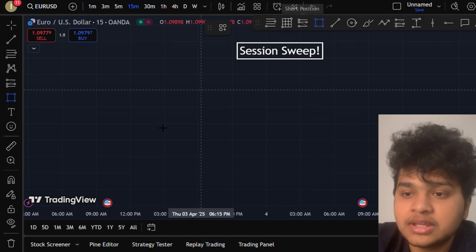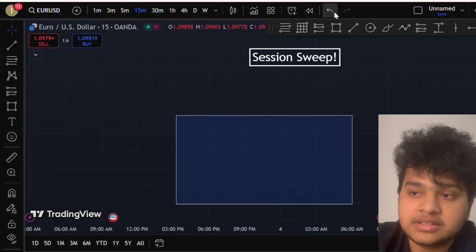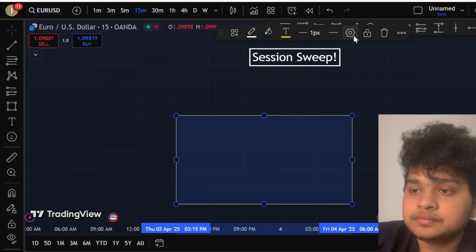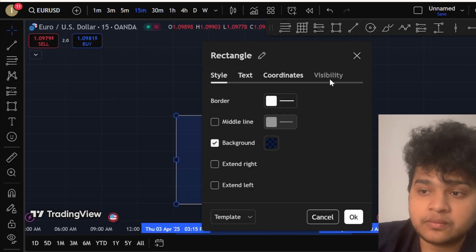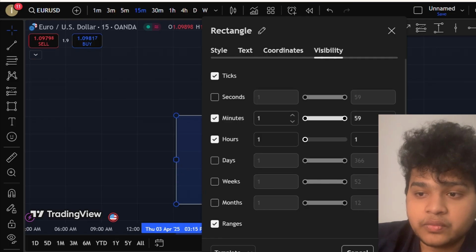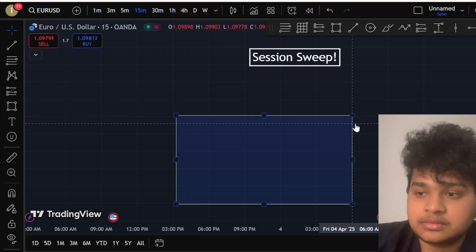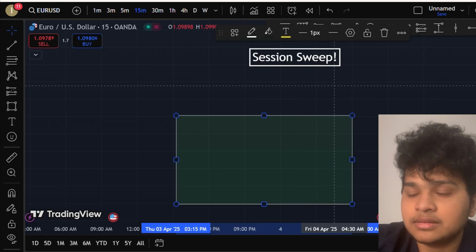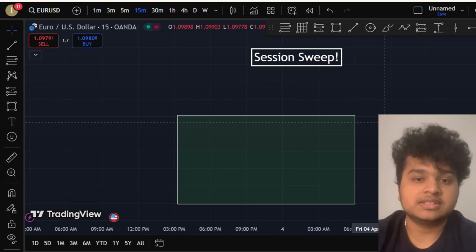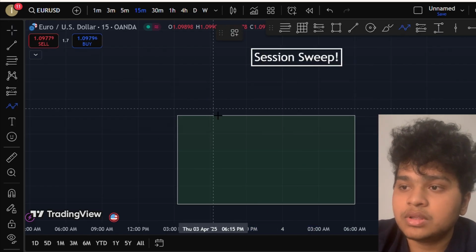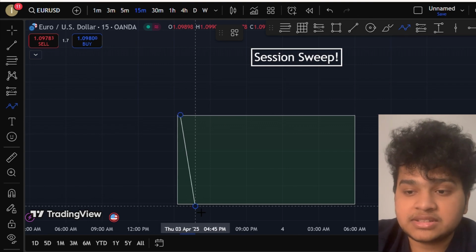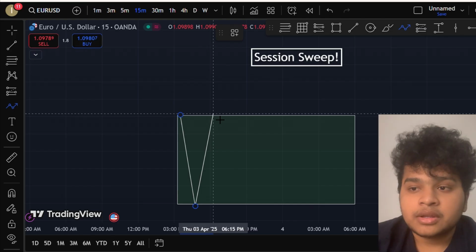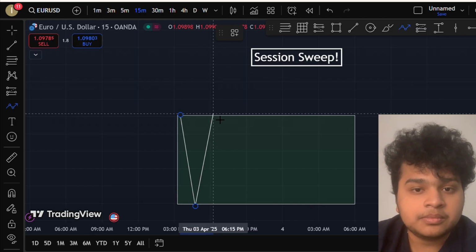So let's suppose this is our London session. If you are considering this setup for the New York session, then you must know where the liquidity of the London session is. So let's change the color so we don't misunderstand. So this is our London session. I marked it. Now if the price ranges in the Asian session, do trade on this setup on the London session.